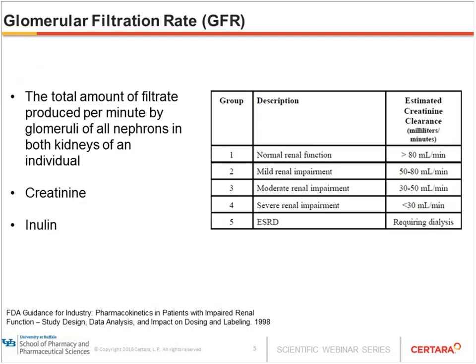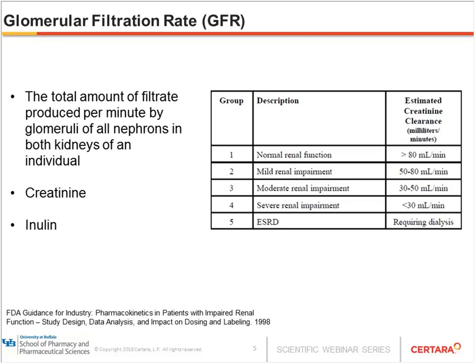So we're really interested in how renal impairment does this so we can better predict it in this population. So glomerular filtration rate, or GFR, is one of the major ways that renal impairment is categorized. GFR is defined as the total amount of filtrate produced per minute by glomeruli of all nephrons in both kidneys of an individual. This can be estimated a couple of ways. The most popular way is through creatinine clearance. Creatinine is an endogenous compound that's filtered in the kidneys, and so it's a good measure of GFR. It does have a secretion component to its renal clearance, so it tends to overestimate GFR a little bit, but because it's endogenous and it doesn't need to be administered, it's the most popular way to estimate GFR.